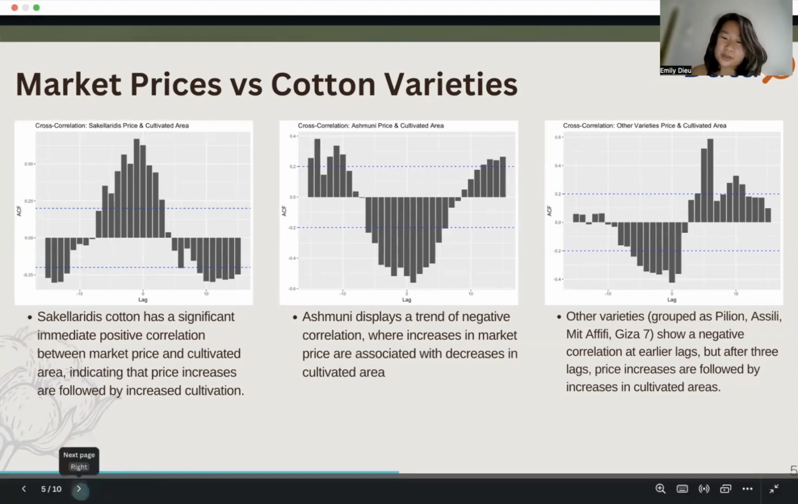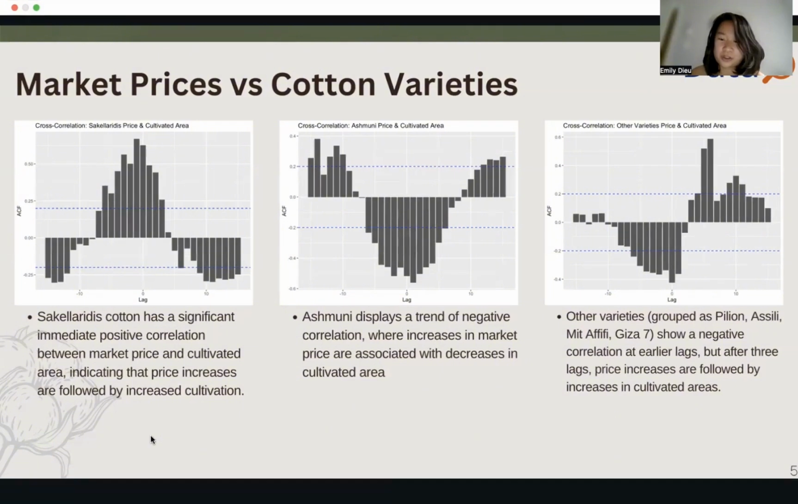We also looked at other specialty varieties such as Pilion, Asili, Metafifi, and Giza 7, which show a negative correlation at earlier lags, but after 3 lags, representing 3 years in real life context, price increases are followed by increases in cultivation area.